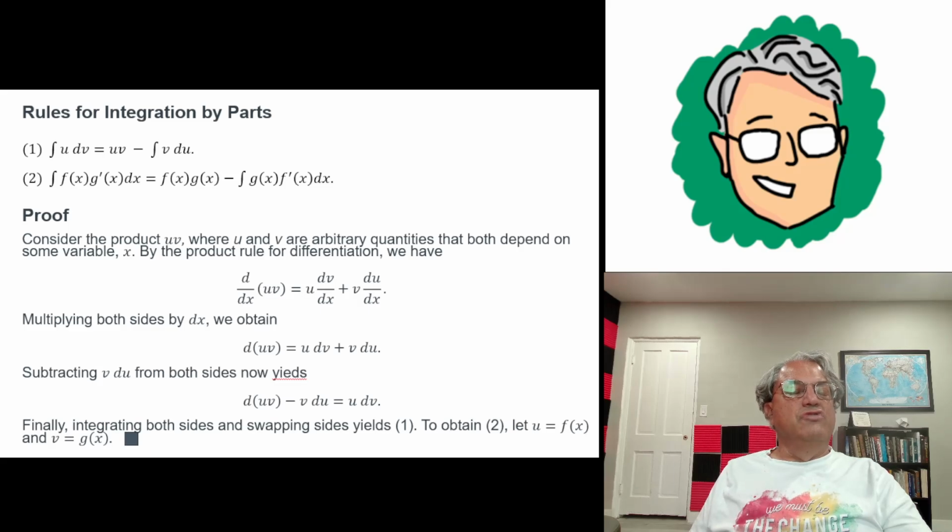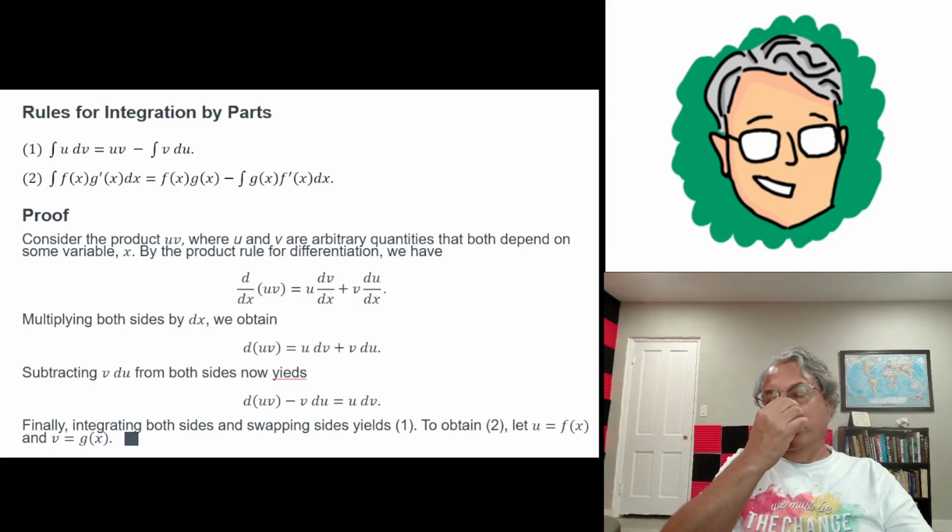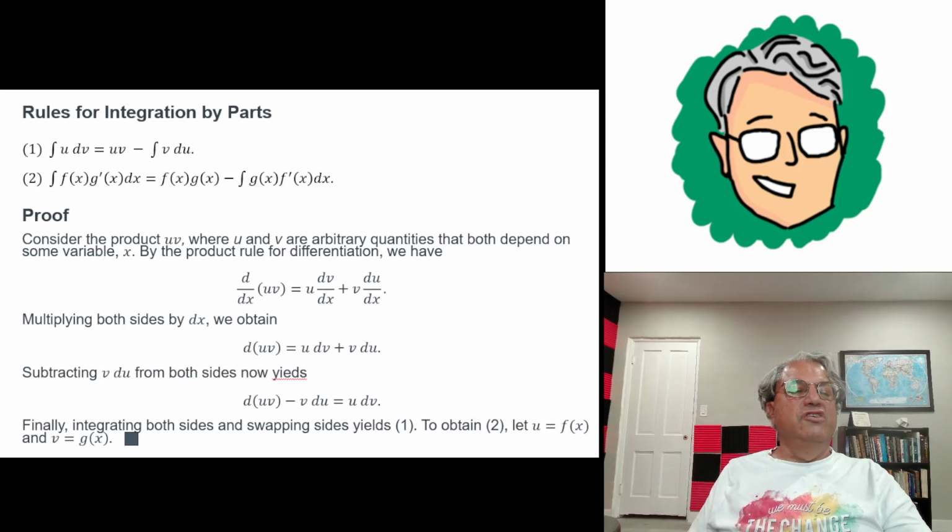But anyway, how do we prove this? We really only have to prove rule 1, since I already showed you how rule 2 follows from rule 1. Well, it's actually pretty easy. We start with the product rule for derivatives, or Leibniz rule, if you like. So if u and v are two arbitrary quantities that both depend on a variable x, and they're both differentiable with respect to x, then we just have d dx of uv. This is just the product rule I'm writing down here, which you may remember is equal to u dv dx plus v du dx. That's nothing new.